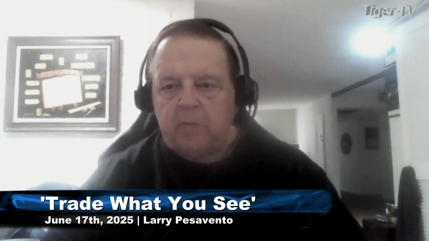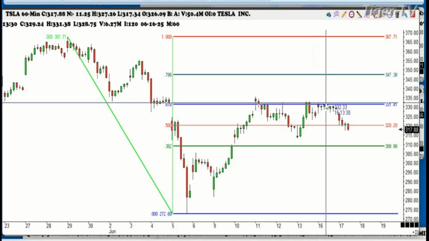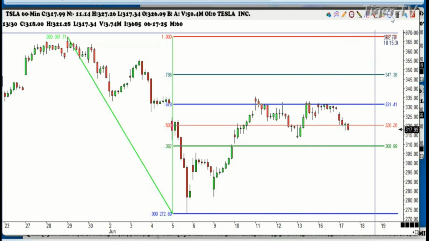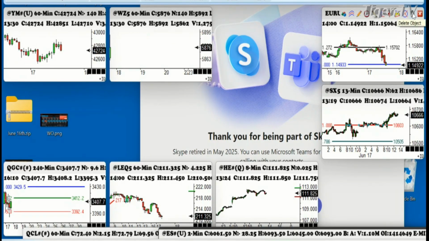Okay, folks, we'll take a look at Tesla here. You can see over the past couple of weeks, we've been banging against the 61% retracement, so it's still bearish, backing off just a little bit, not doing too much. Okay, let's get to where the pedal meets the metal.